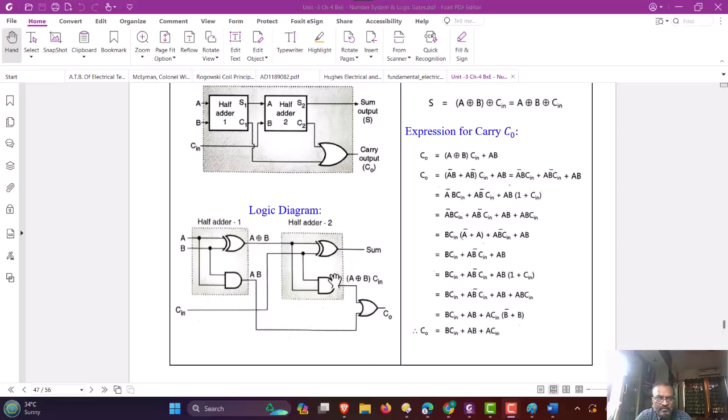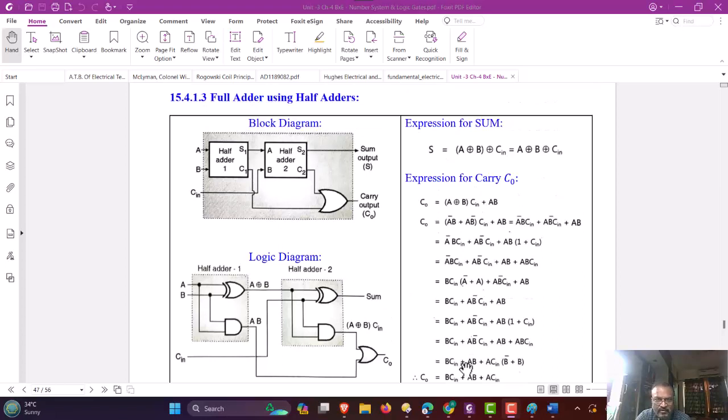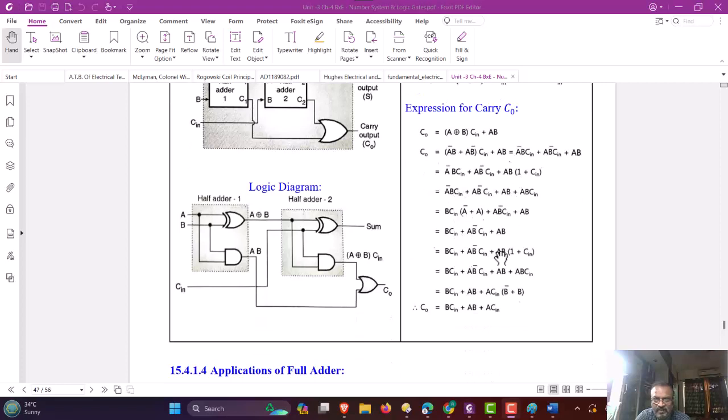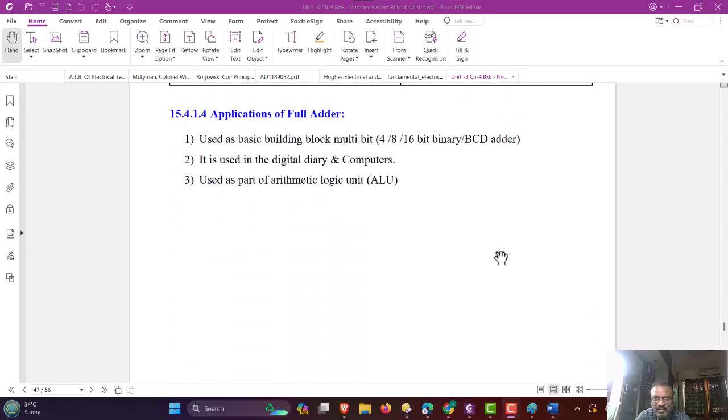In this block, we will substitute the diagram of the half adder and you will get the logic diagram for the full adder. The expressions for sum and carry remain the same as we have already derived.